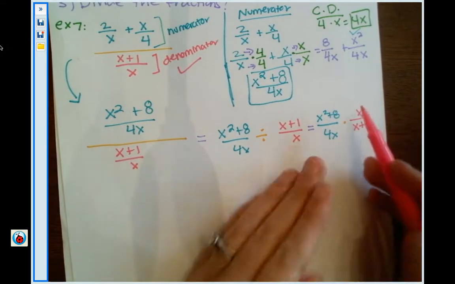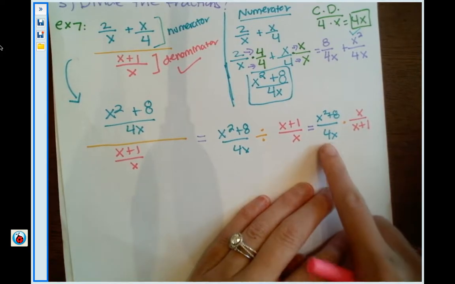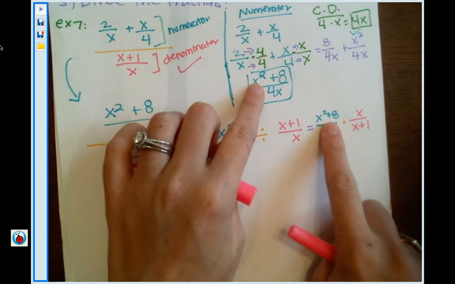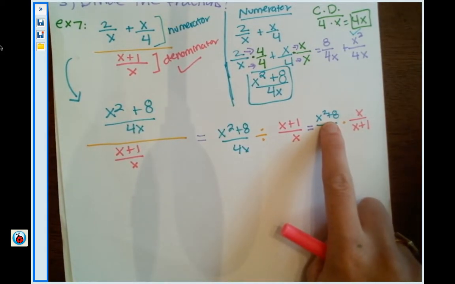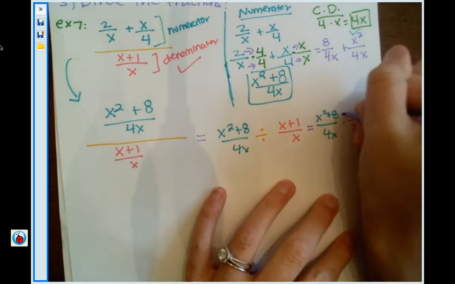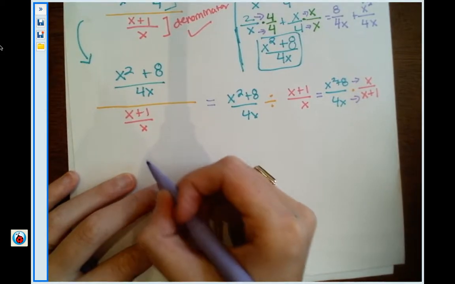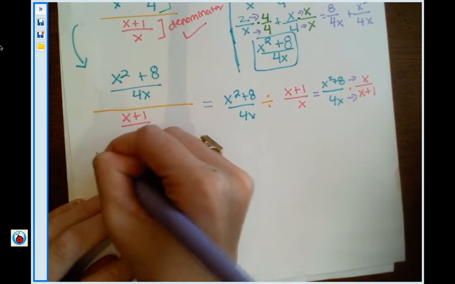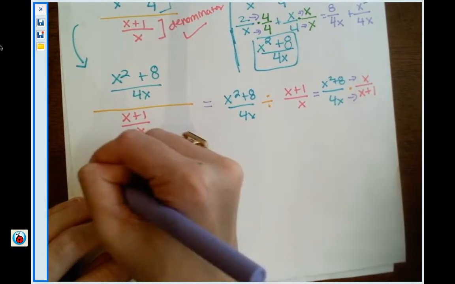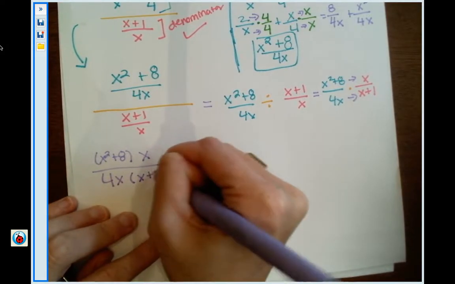Alright, and guys, this is already in factored form because I can't factor anything to the first power, which these three pieces are, and we already clarified that we cannot factor x squared plus 8. So the last step when we multiply two fractions together is to go straight across. So what this gives me is x squared plus 8 times x over 4x times x plus 1.